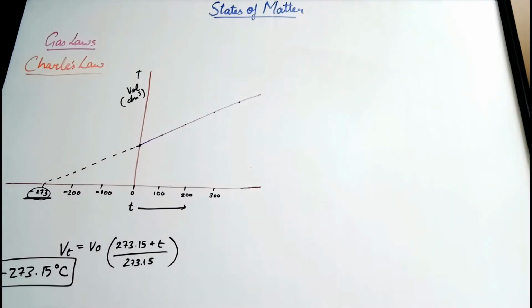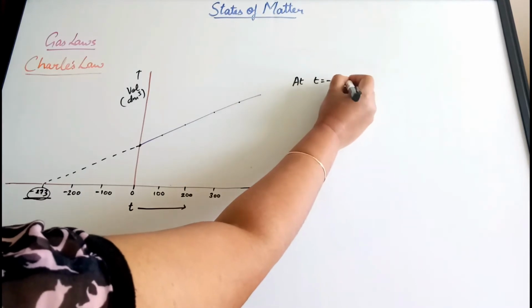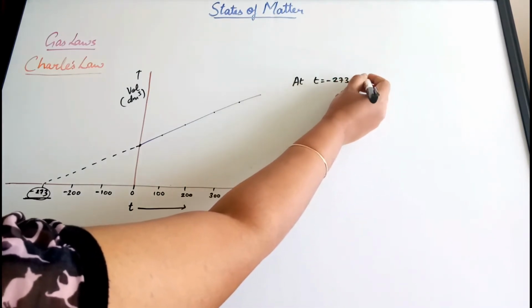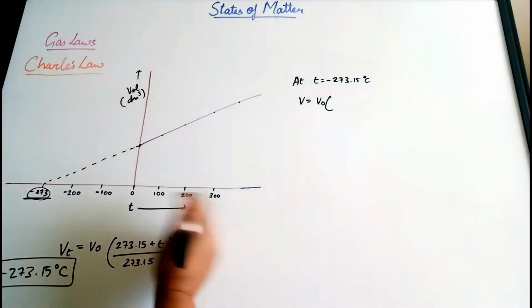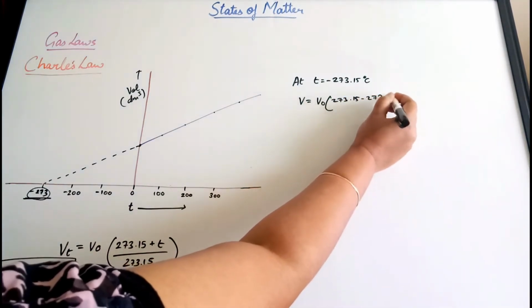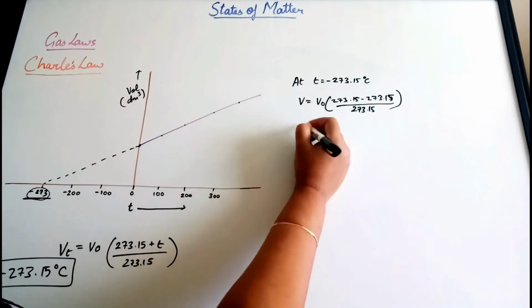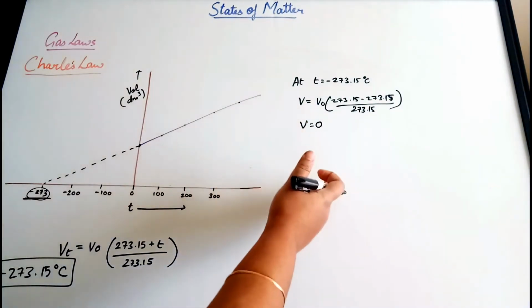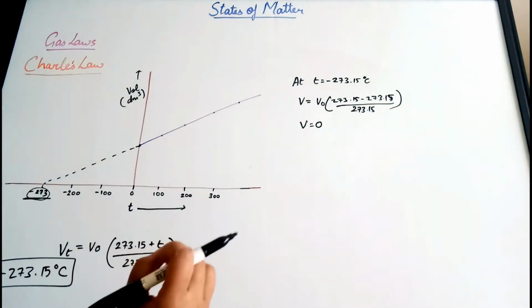And that's when it got scientists thinking. At 273, now let's look at the volume. At T equals minus 273.15 degrees Celsius, we're just going to substitute: V equals V0 into (273.15 minus 273.15) divided by, you guessed it, 273.15. And so V equals 0. No matter what the gas was, this was the case. So minus 273 is the lowest possible temperature.